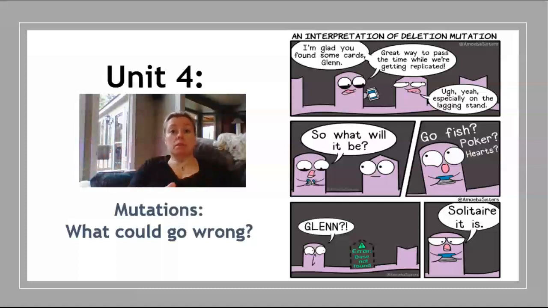If there's an error in some of the coding in that process, that's what we're going to be focusing on, the types of errors and what could result from those. So these are all about mutations.